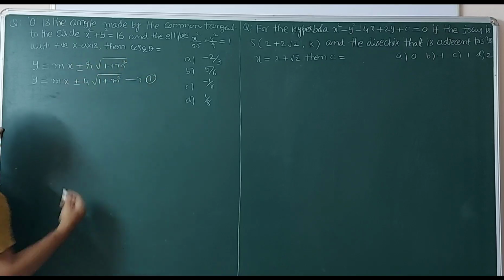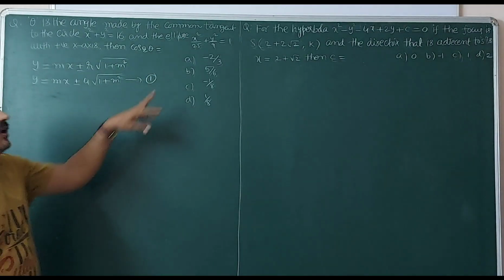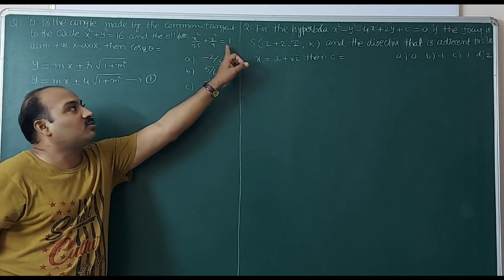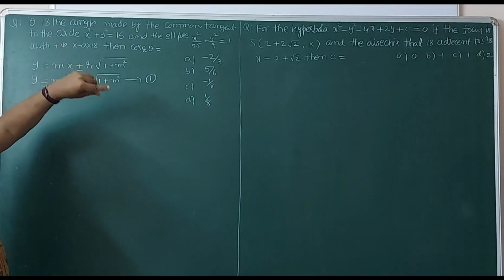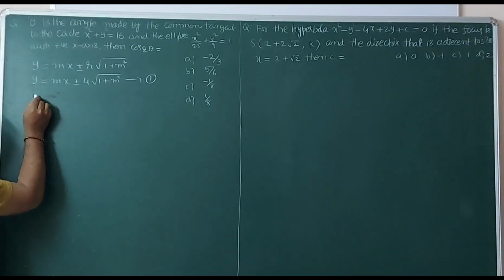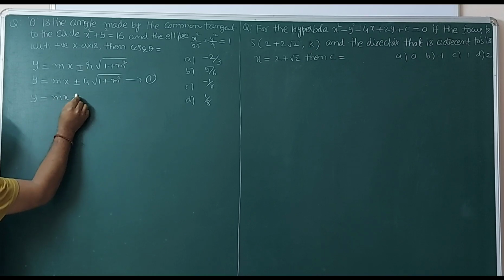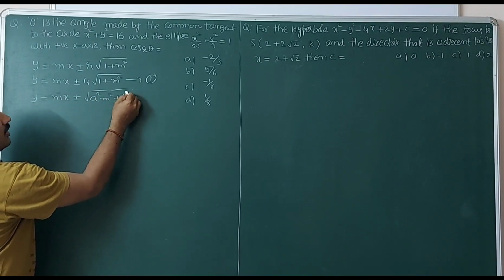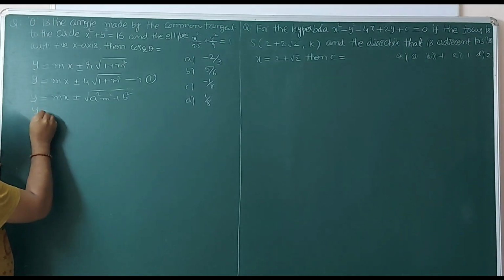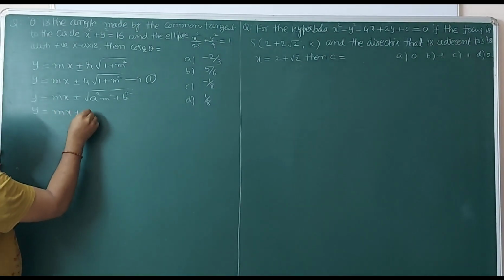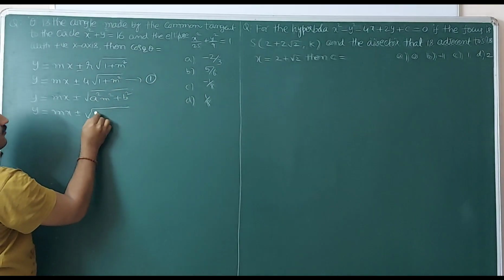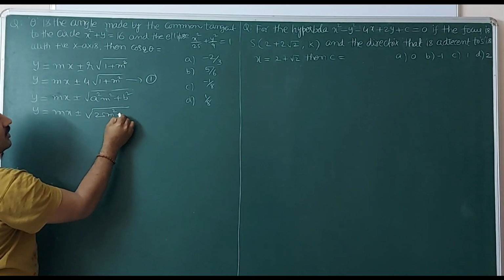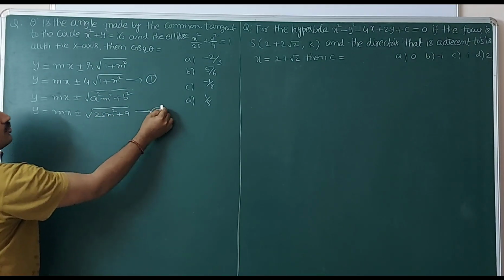Equation number 1 you keep in mind. Same thing, x square by a square plus y square by b square equal to 1. For that also y is equal to mx plus c is a tangent. What is the condition? y is equal to mx plus or minus root over a square m square plus b square. Okay. So y is equal to mx plus or minus root over 25 m square plus 9. Equation number 2.